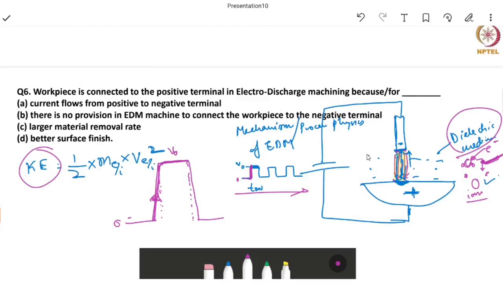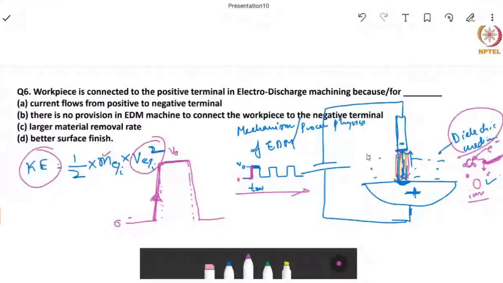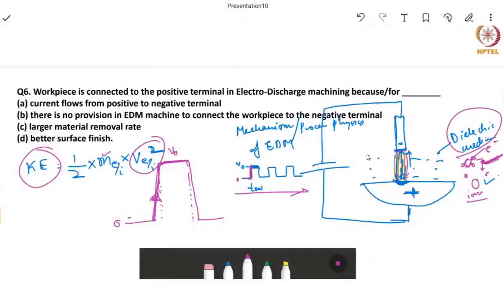So we see that these electrons are hitting the workpiece surface, and the kinetic energy is more predominantly affected by the velocity rather than the mass of the charged particles. Electrons have lower mass, but they are accelerated to a very high velocity. Since it's a V squared term, the kinetic energy of the impinging electrons is also very high, and the spark energy is also high. That's why it facilitates a larger rate of material removal.